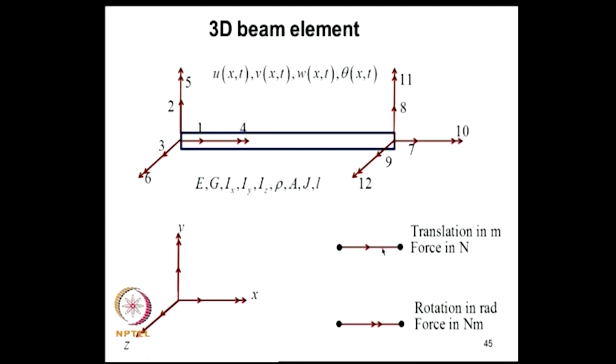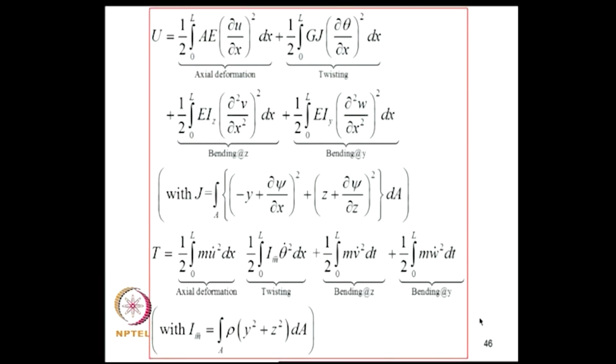So, this indicates a single arrow is translation in meters or force in newtons, a double arrow is rotation in radians or force in Newton meter. Now, how do we analyze this problem? So, what are the different sources of energies? There is energy due to axial deformation, there is energy due to twisting, energy due to bending about z, and energy due to bending, that is in plane and out of plane bending for the beam element.